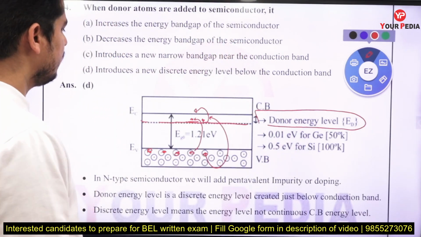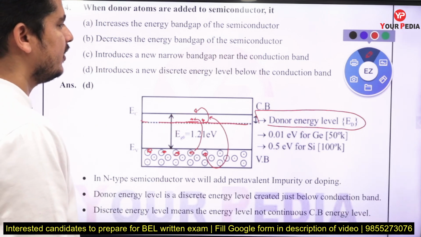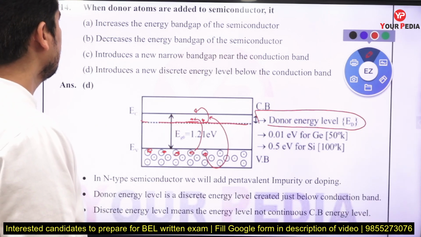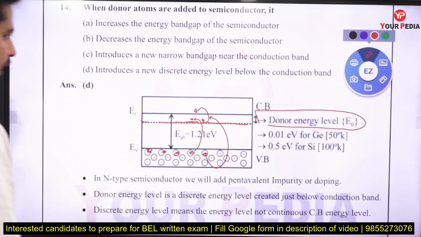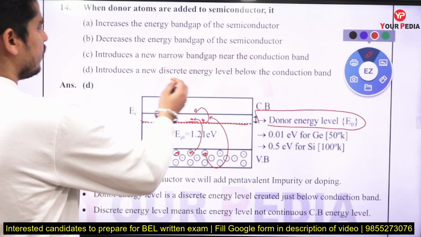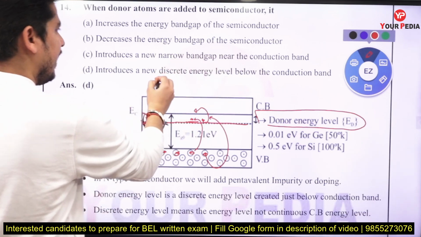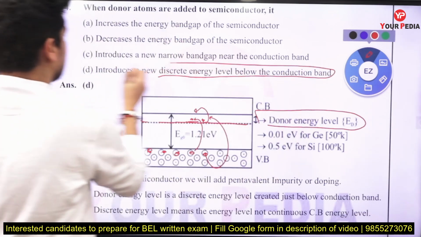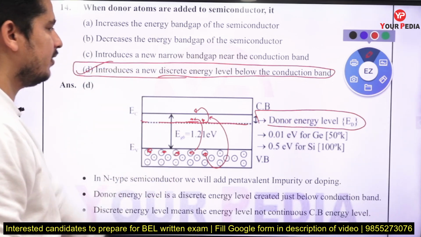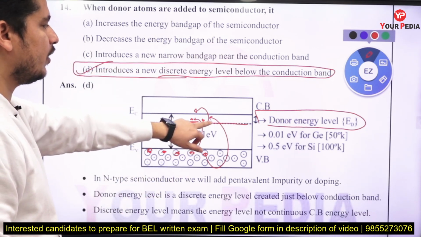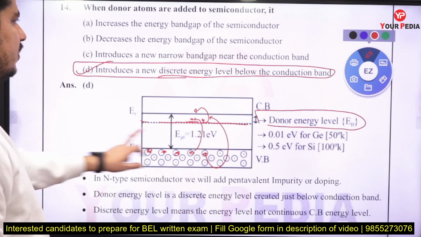So they will jump to another energy level, that is called the donor energy level. When the donor atoms are added, it does not decrease the band gap. It introduces a new narrow band gap near the conduction band, that is discrete. It introduces a new discrete energy level below the conduction band, that will be the answer. This is called the discrete donor energy level. So that will be the answer here.